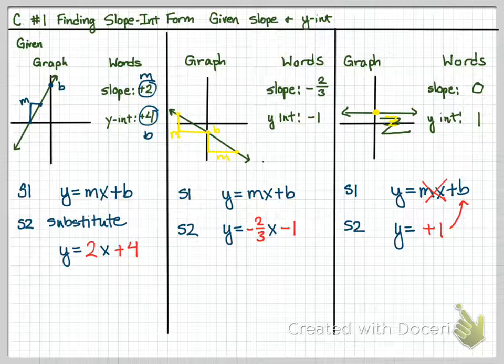And if you notice, you look up there, as you cross the 1 on the y-axis, we have our horizontal line. So it doesn't go up, which would indicate positive slope, and it doesn't go down, which would indicate negative slope. So here are 3 different types of examples where graphs and words are given to you, and you must find the equation.